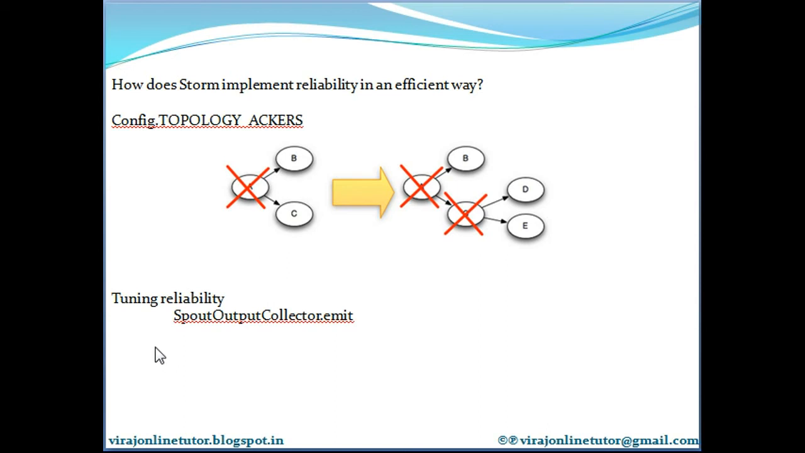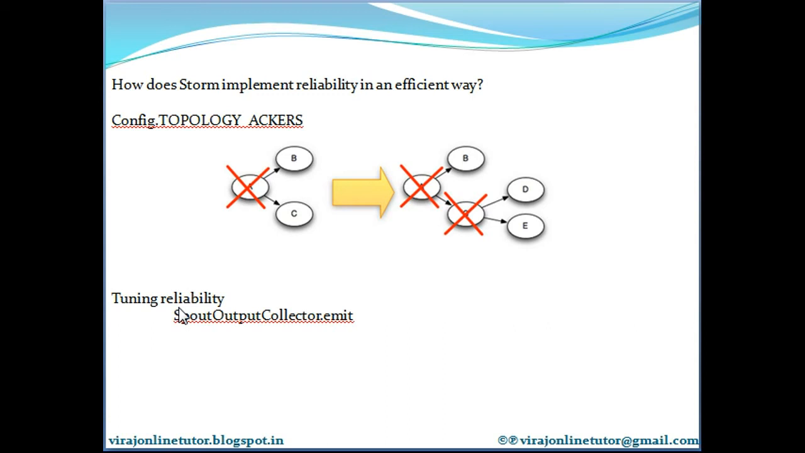Now we'll discuss some points on tuning the reliability. Acker tasks are lightweight, so you don't need many of them in the topology. You can track their performance through Storm UI. If the throughput does not look right, you will need to add more acker tasks to the topology.